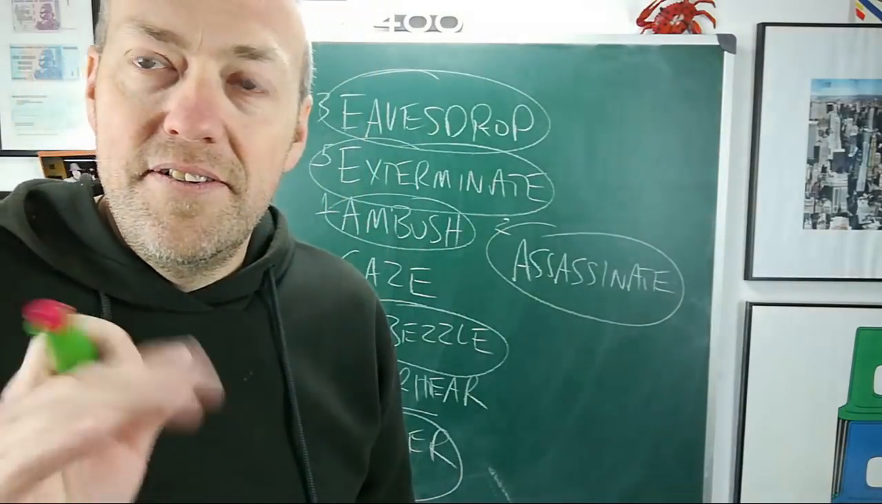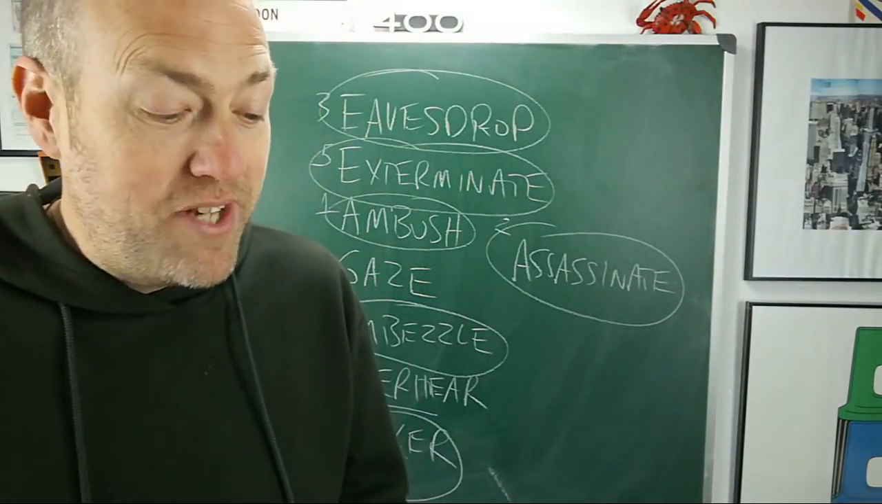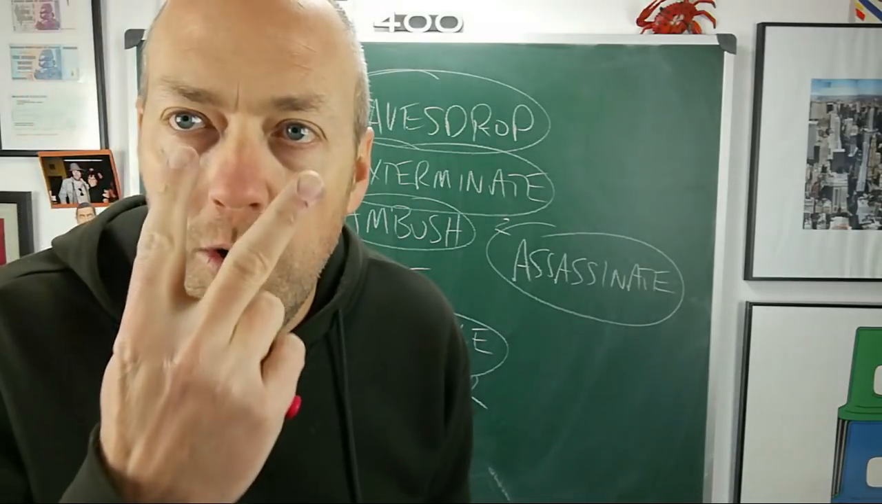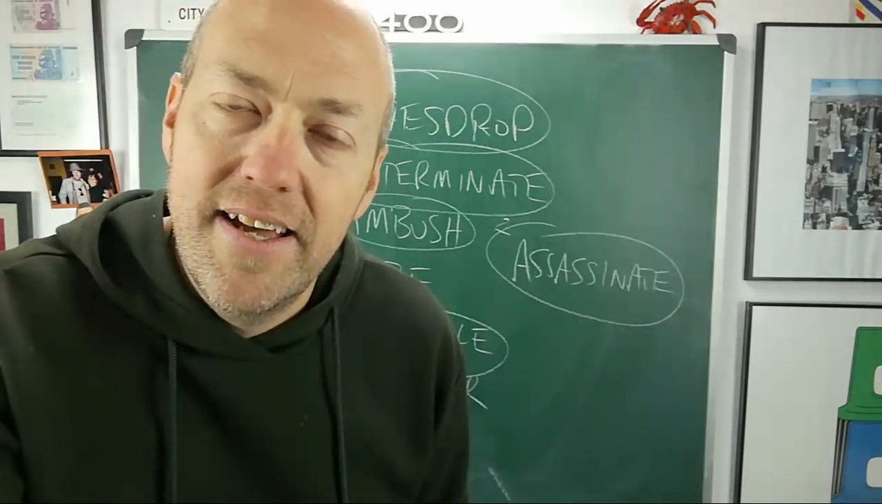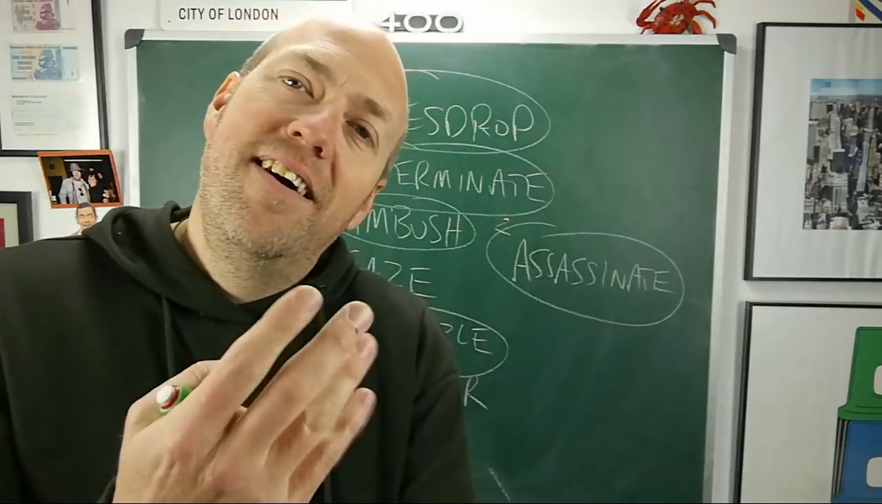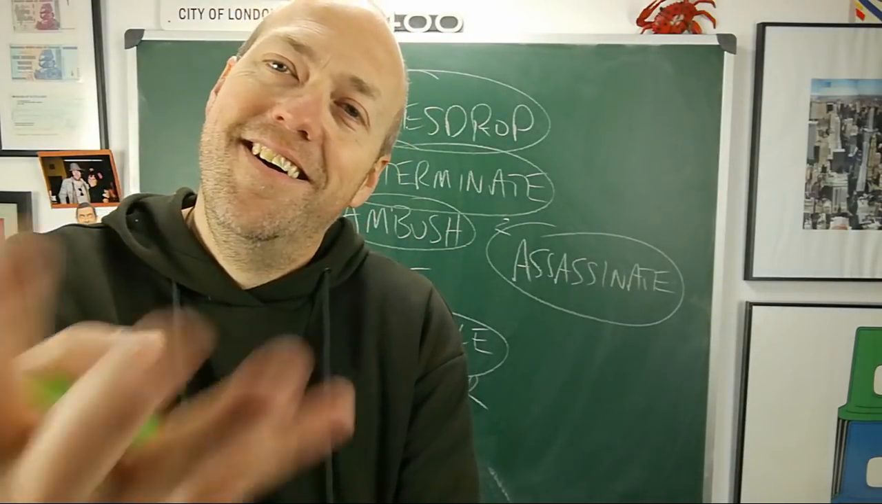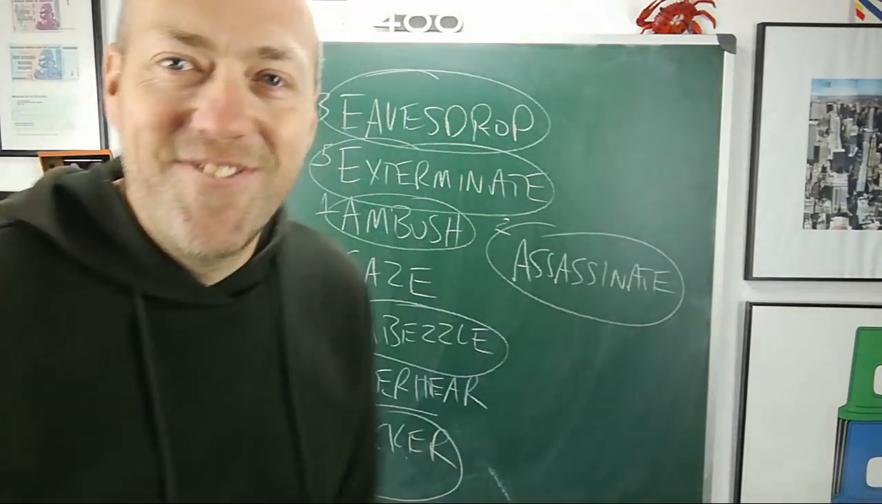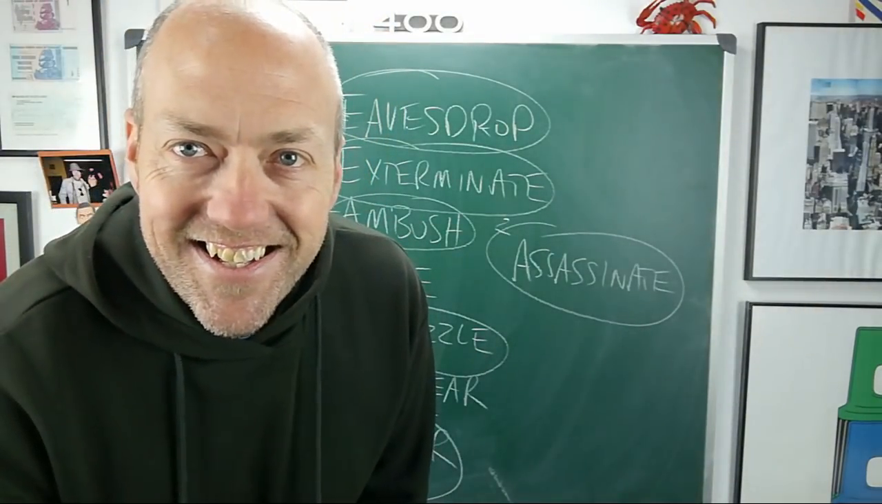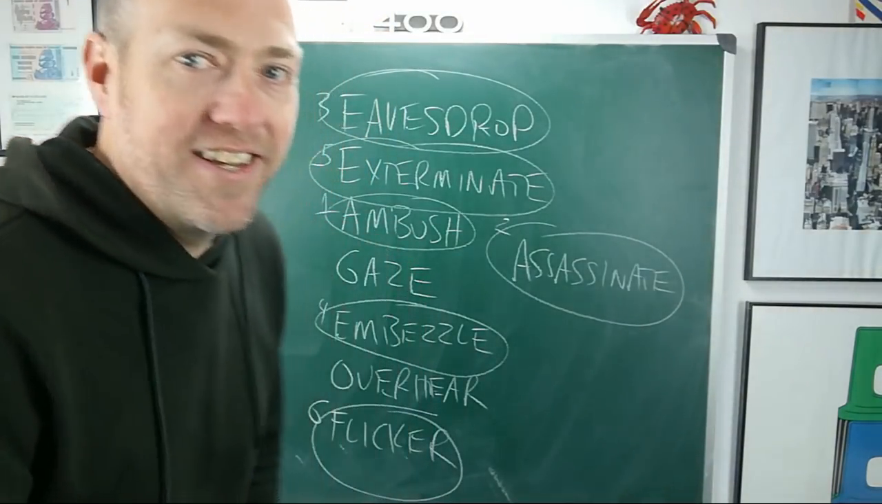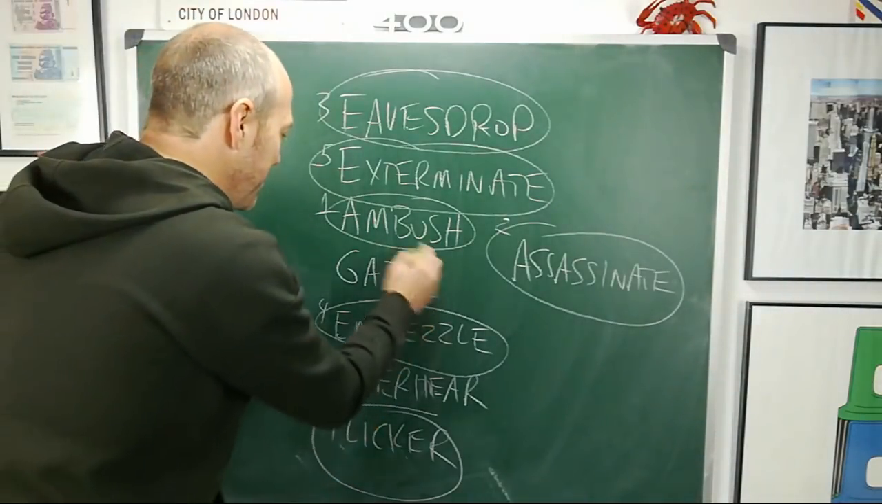Okay. Number seven. So we're nearly finished. Number seven is to look steadily at something. To look steadily is to gaze. Very good, guys. Wow. Amazing. Really good. Gaze.